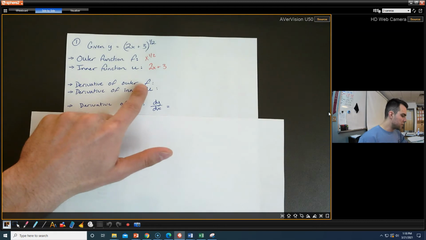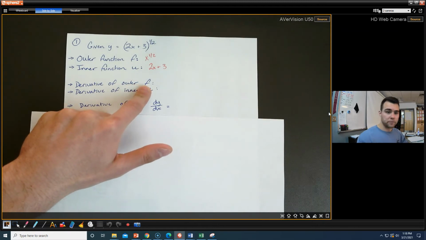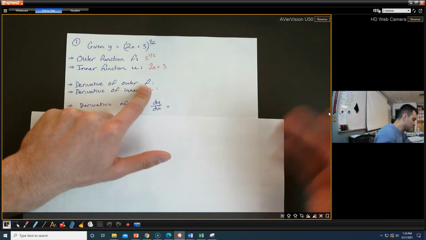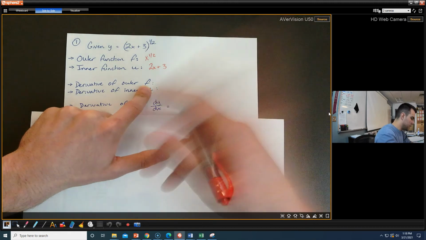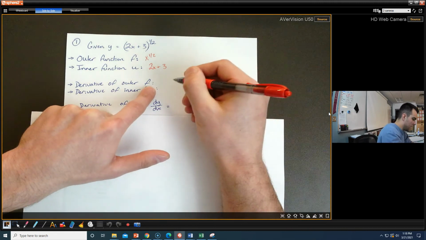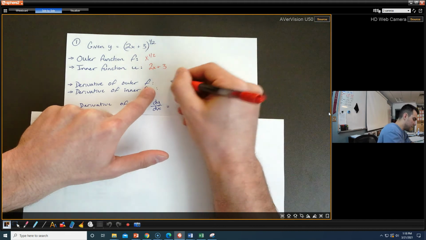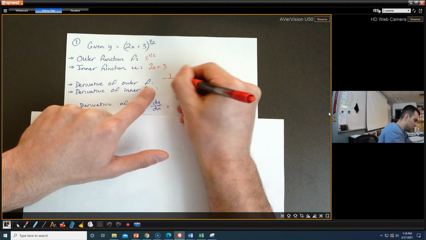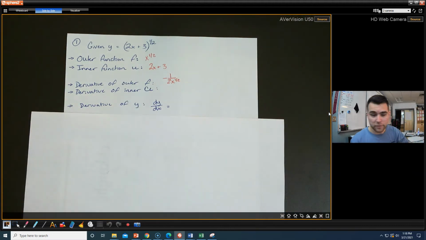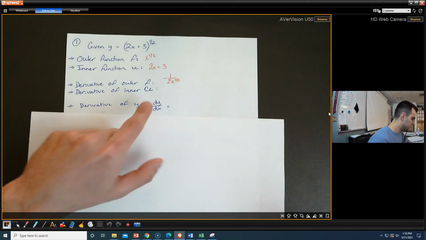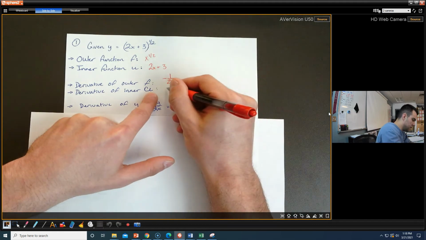Well, the derivative of the outer function, if we use our power rule, because it's the only rule we know so far, we're going to take the 1/2, put it out in front, and we have to subtract 1 off this, so we'll end up getting negative 1 over 2, x to the negative 1/2 power like that. You can verify it with the power rule. And then the derivative of the inner function is just going to be 2.